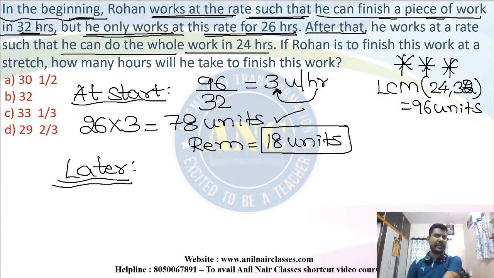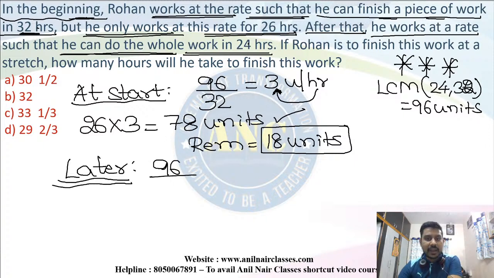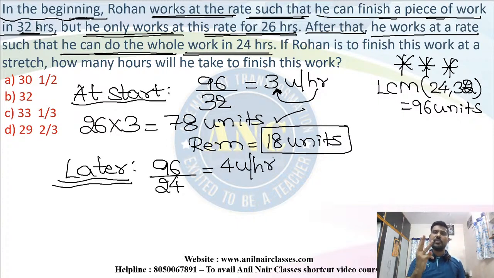So he is passionate right now. After 26 hours, he is passionate. He works at a rate such that he can do the whole work in 24 hours itself. That means to complete these 96 chocolates, he was earlier taking 32 hours. Now he is working only for 24 hours and he can complete that. 96 by 24 is 4 units per hour. That means earlier he was only distributing 3 chocolates in 1 hour. Now he can distribute 4 chocolates in 1 hour.